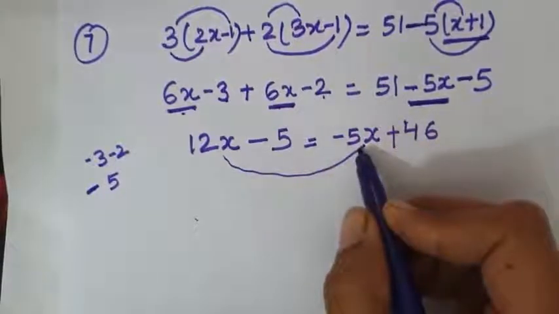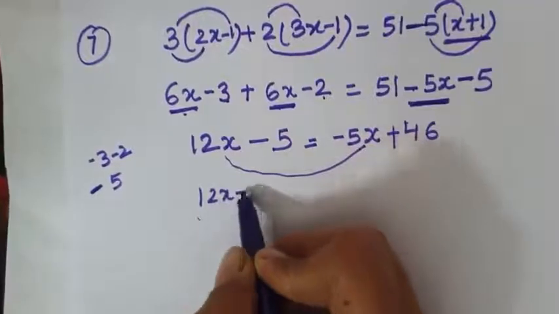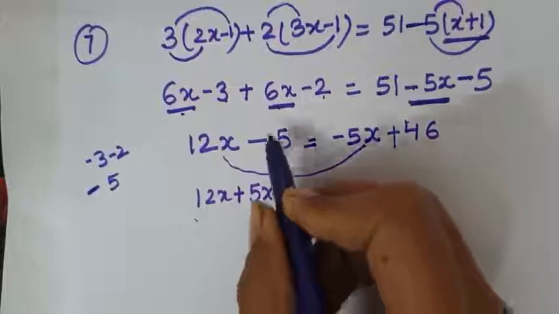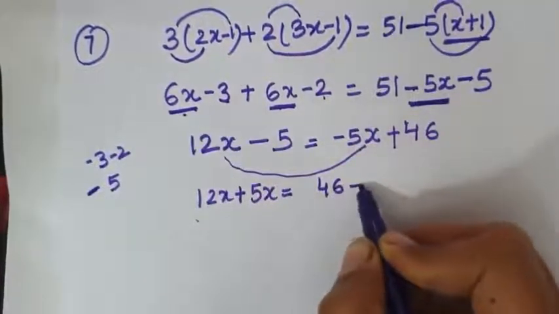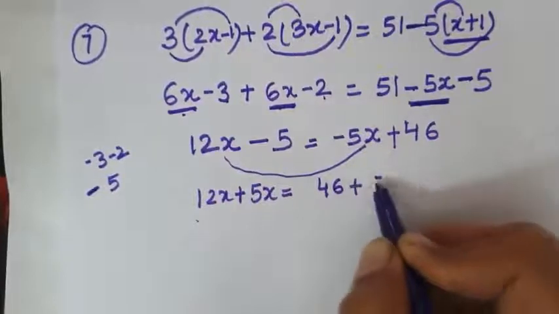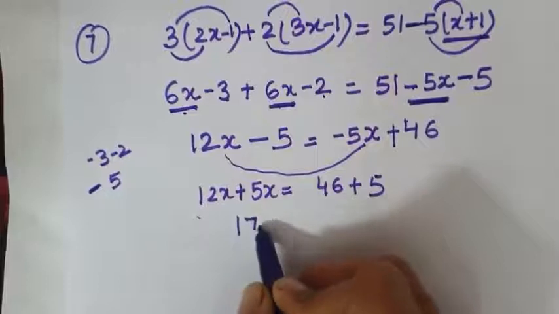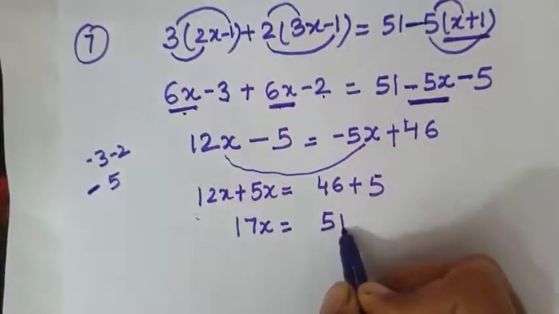Shift minus 5x to that side. It will get plus 5x. Minus 5 will become plus 5. 46 minus will become plus 5. So now 17x is equals to 51.